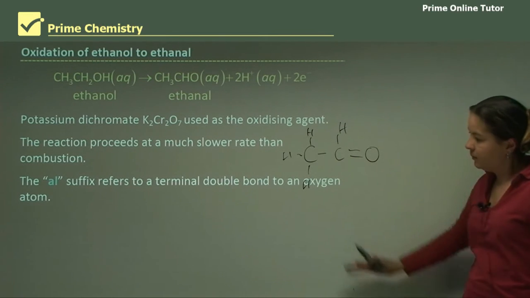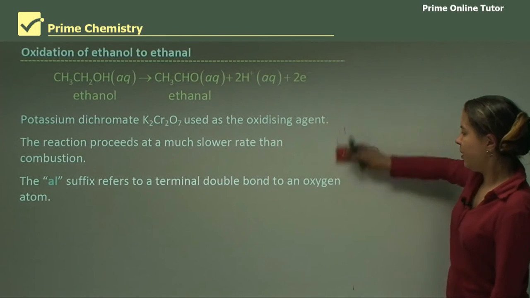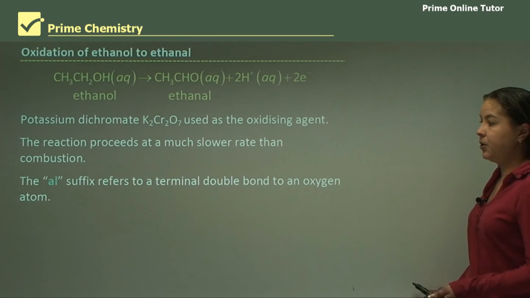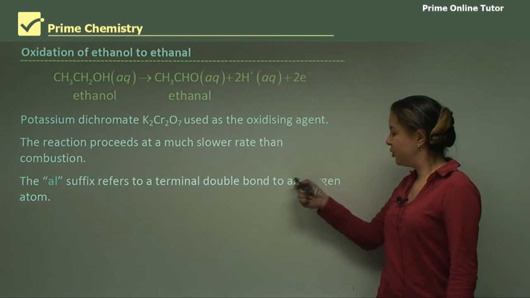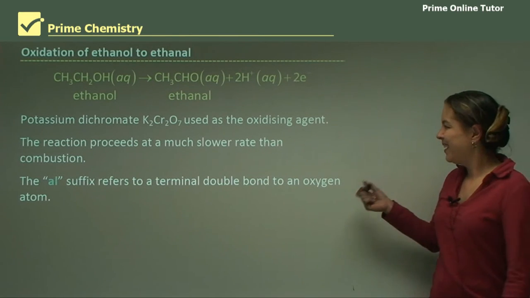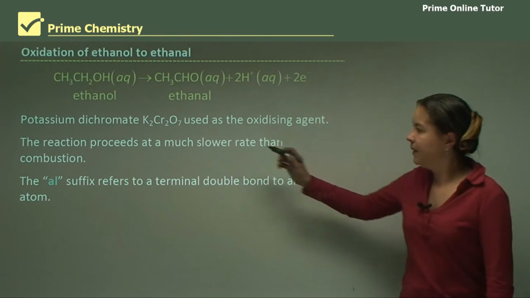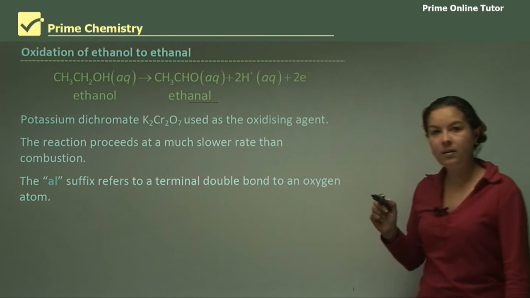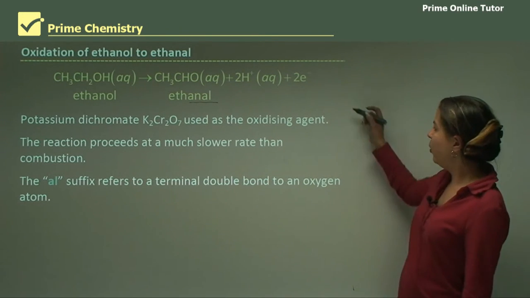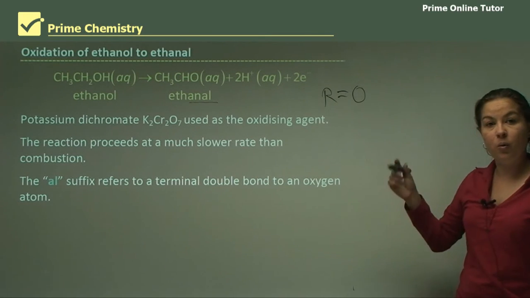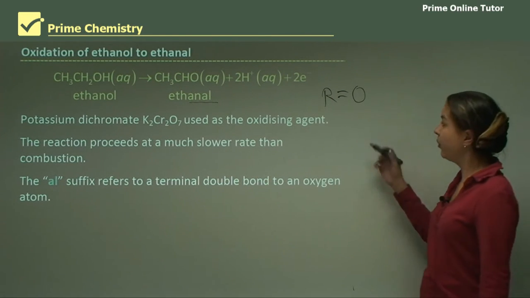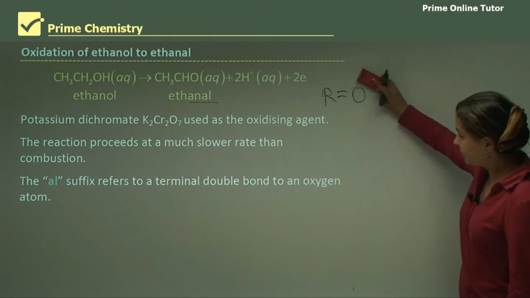And as I showed you with that little diagram, the -al suffix refers to a terminal double bond to an oxygen atom. So if ever you see -al at the end of an organic compound, always think an alkyl group with a double bond O at the end. That's a new functional group for you to learn and remember.